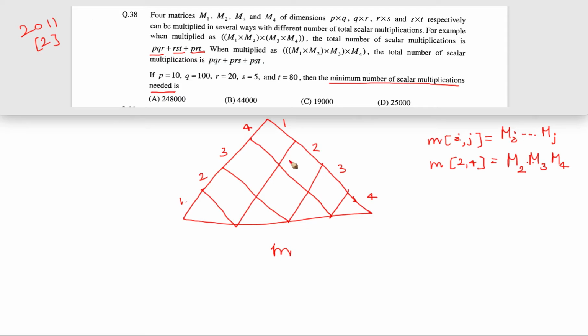The answer in the cell m 1 comma 4 is going to be our answer, this cell. Why? Because this denotes m1 into m2 into m3 into m4, all the 4 matrices, multiplied together, and this denotes the minimum number of scalar multiplications in this multiplication, and that is exactly what they are asking in the options, right?